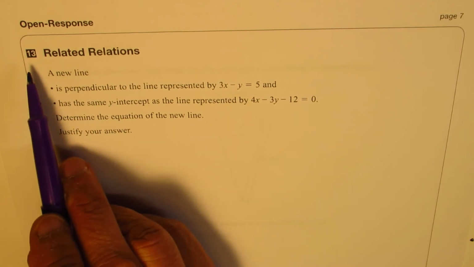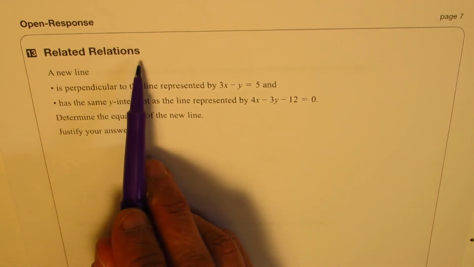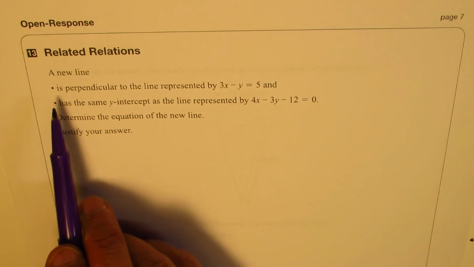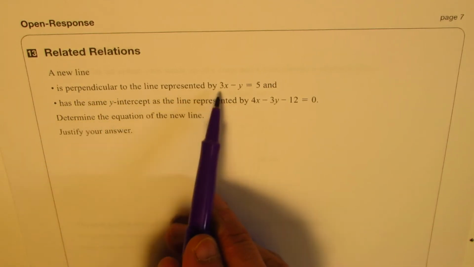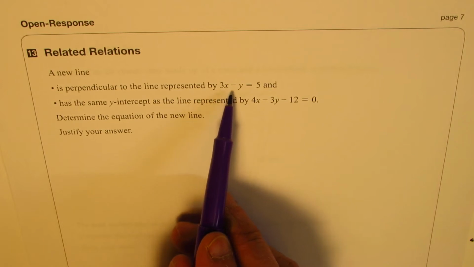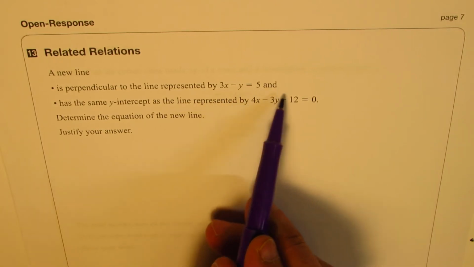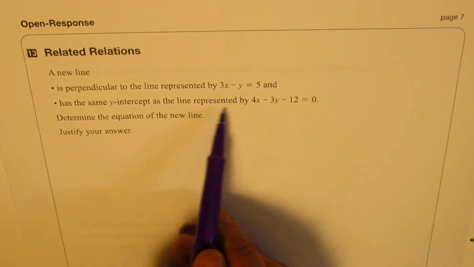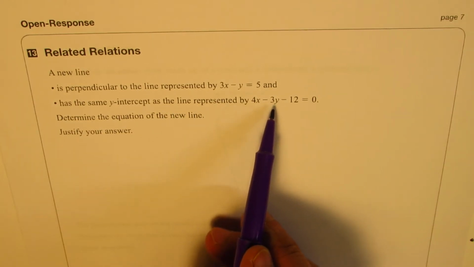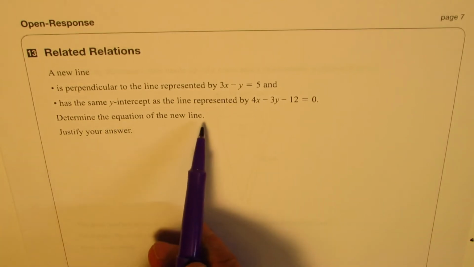Now here, question number 13 is related to relations. A new line is perpendicular to the line represented by 3x minus y equals 5 and has the same y-intercept as the line represented by 4x minus 3y minus 12 equals 0. Determine the equation of the new line.